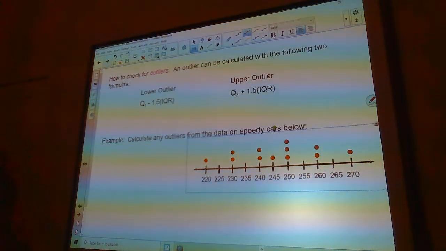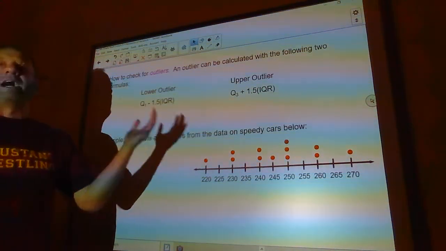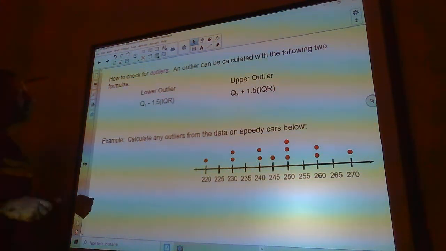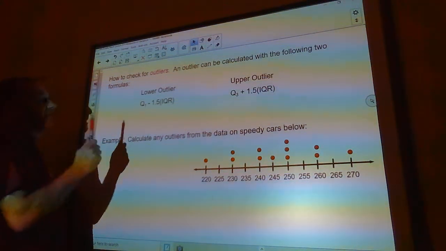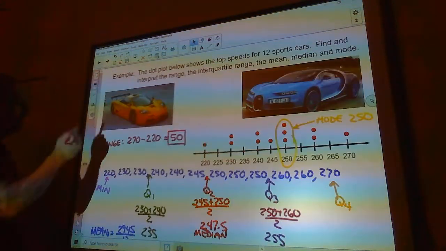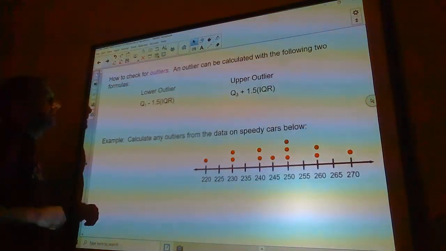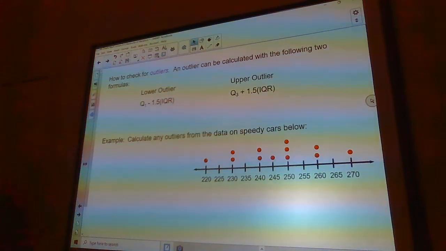All right, how do you check for outliers? So an outlier is a number that's way outside your data range, okay? And there's actually a way to calculate it. You don't just kind of say, hey, that one looks big. Sometimes there are no outliers. Sometimes there's multiple outliers. So here's the way you calculate it. You calculate lower outliers by calculating the IQR, which was 20. Yeah, the IQR was 20 on this data set. Okay, and then you take Q1 and you subtract 1.5 times the IQR.